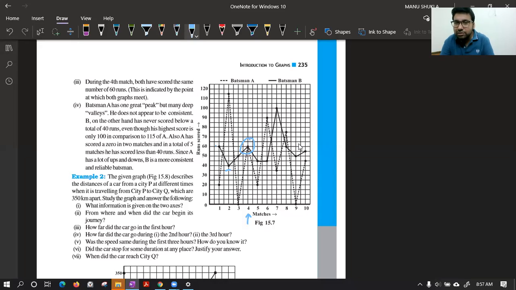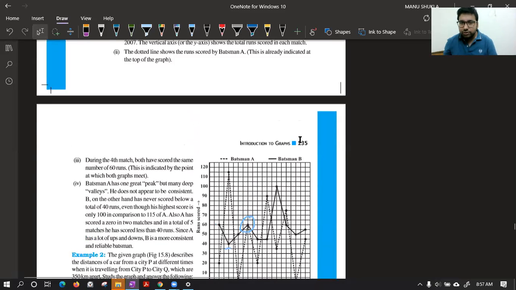Is there any other match in which they have scored the same runs? Please tell. Is there any other match? No. There is no other match in which they have scored the same number of runs. So it is fine. The option is correct.